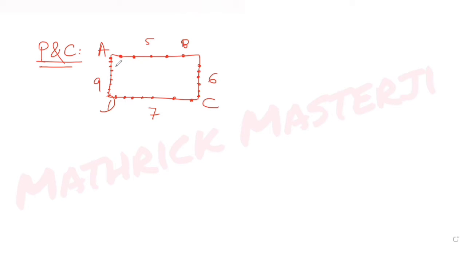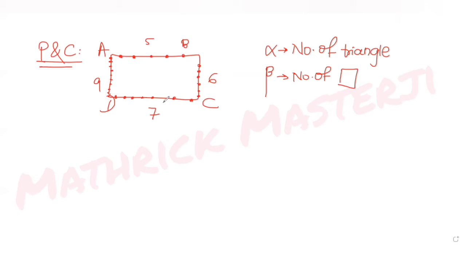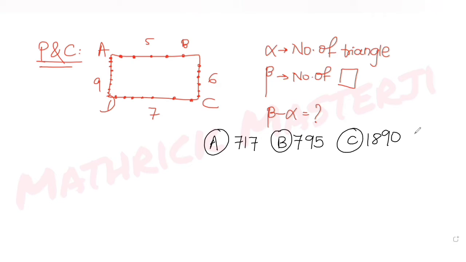Then the question tells us alpha is the number of triangles having these points from different sides as vertices. Basically, alpha is the number of triangles that we form taking 1 point at a time from each side. Beta is the number of quadrilaterals I can form having these points from different sides as vertices, and the question asks us to find the value of beta minus alpha. The answer choices are 717, 795, 1890, and 1173.